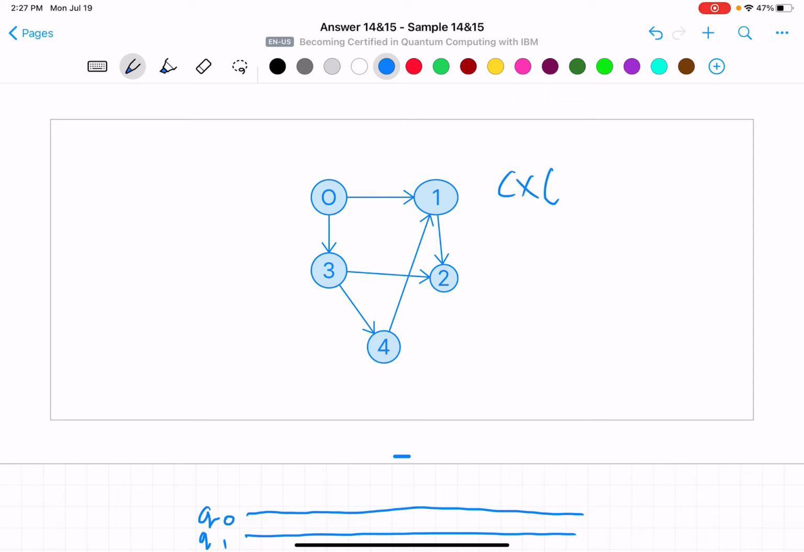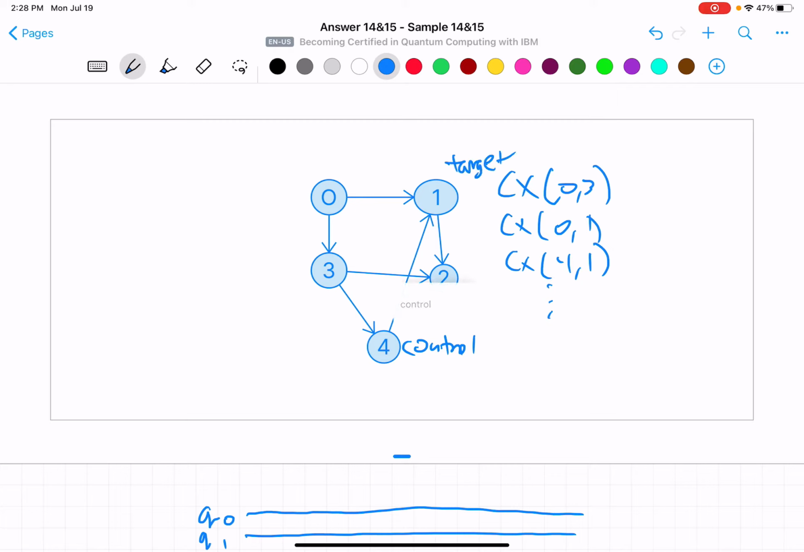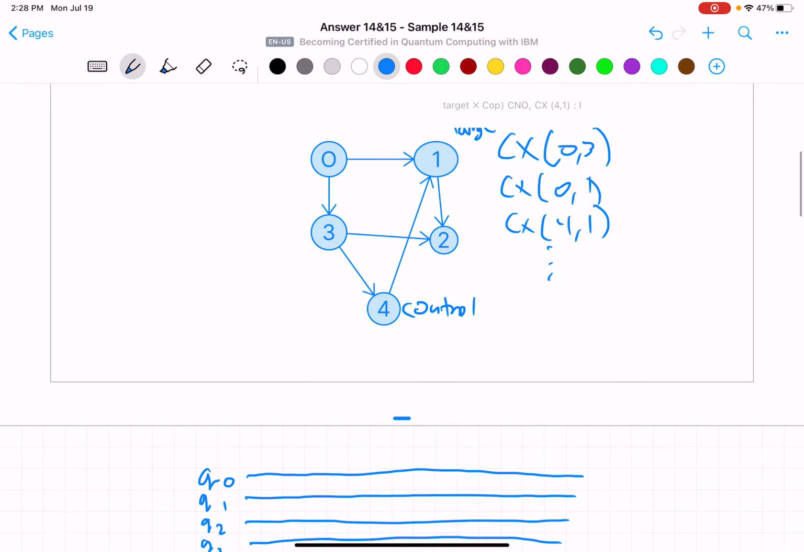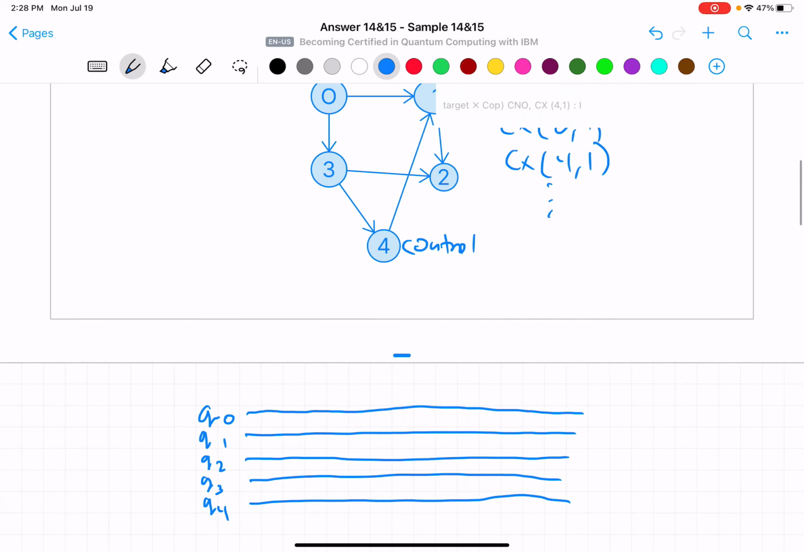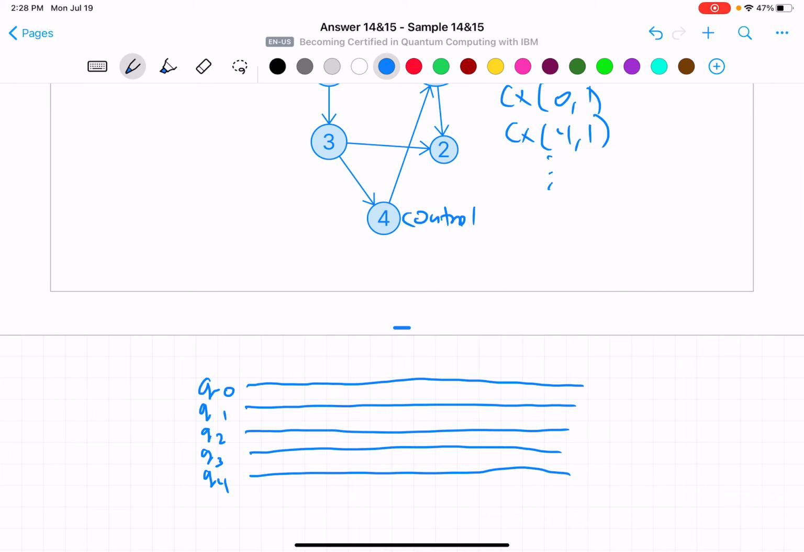This means I can do a CX from 0 to 3, or from 0 to 1, or from 4 to 1, I'm just choosing some, and so forth. The control is the source, and the target is the destination. That's how it goes. It's a directed graph, where the edge and the direction matter. So that means I shouldn't be able to do this, because those qubits are not coupled together. They're not close enough together.